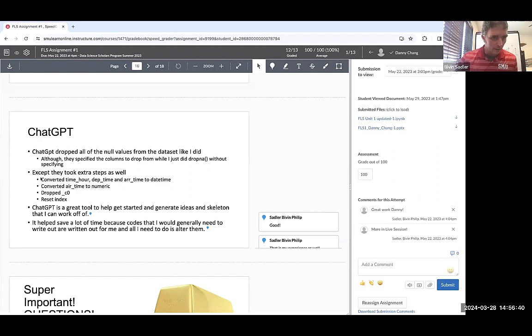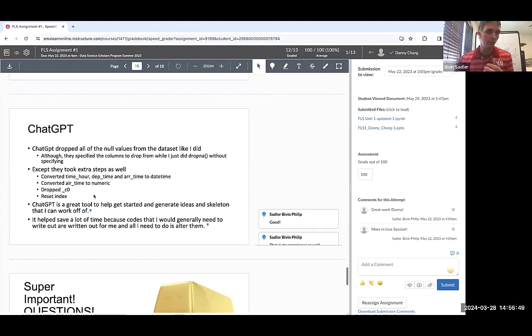Except they all took extra steps as well. Converted error time to numeric. It did all of these things on its own. A lot of them were really good.